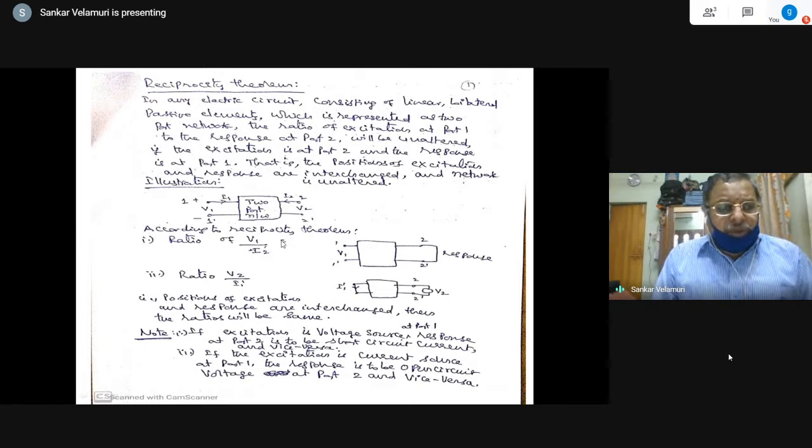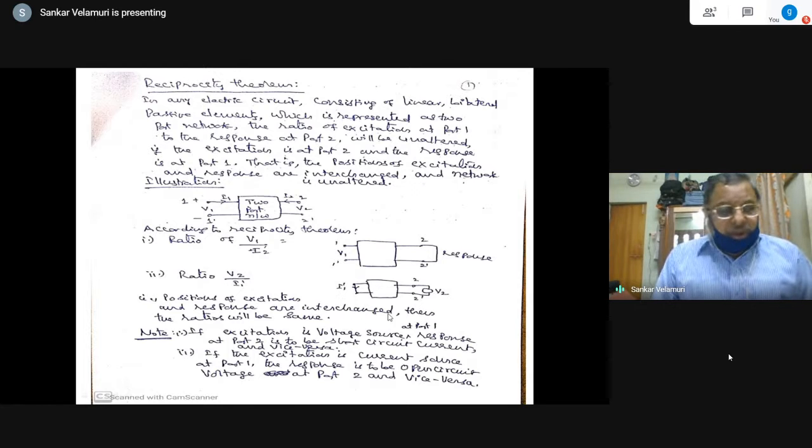So we mean to say the ratio of V1 by I2 dash. So this should be I2 dash. Similarly, when you interchange the positions of the voltage, this is I1 dash. So excitation and response are interchanged. The ratios will be the same if the same voltage is applied, so the current also will be the same. If V1 equals V2, I1 dash will be equal to I2 dash.